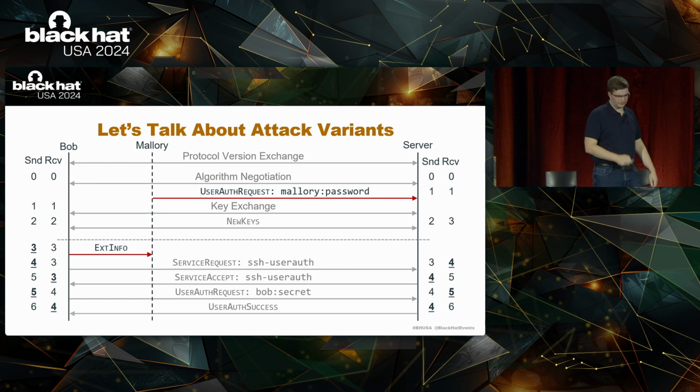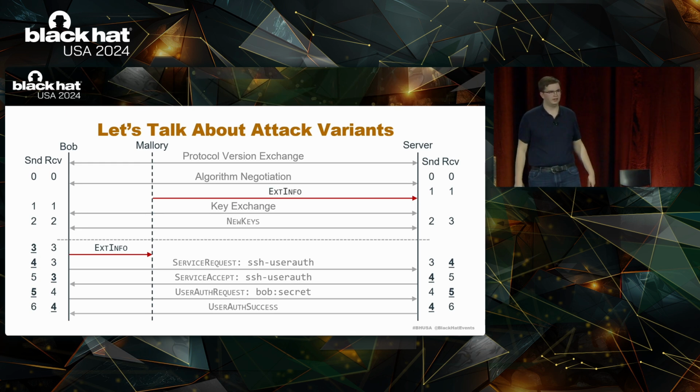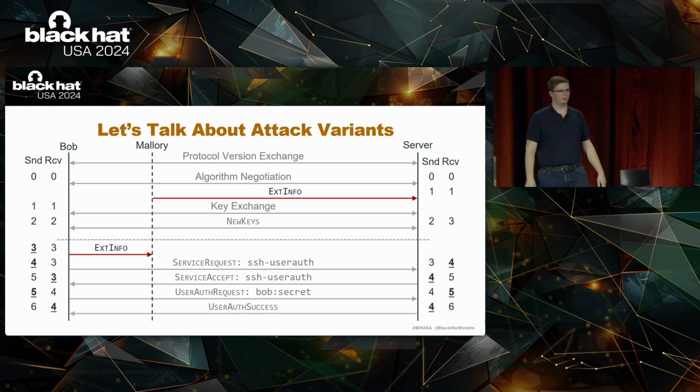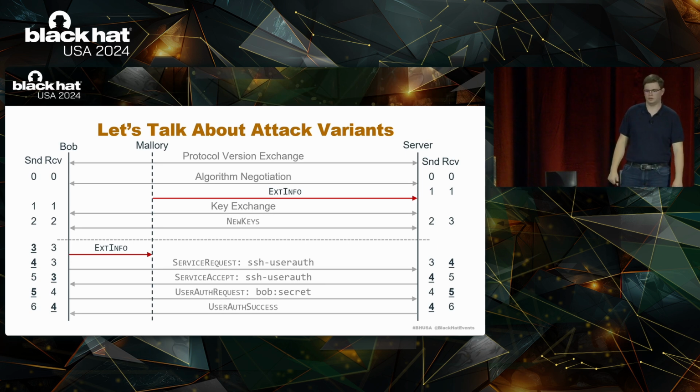So the most obvious attack would be to simply replace our user authentication request with any SSH message you want. As long as it's accepted by the server, this would work. So we could, for example, introduce our own extension info message, so negotiate extensions with the server. For example, we could say that we do not support SSH SHA-2 authentication for users.